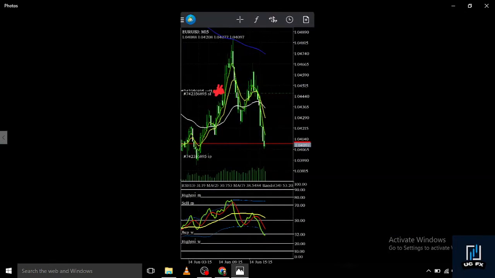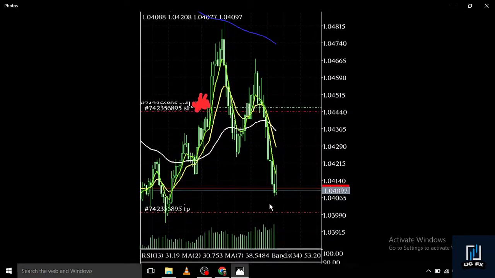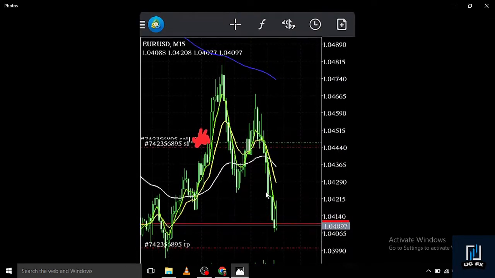So here is the actual trade that I took. As you can see, I was targeting the lows. I will be breaking down this pair and how I actually took the trade. So let's hop into the chart. Let me show you.